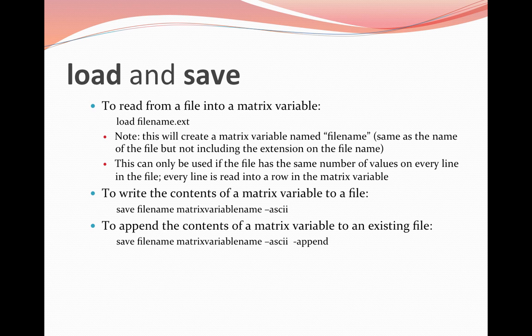Now, if what you have is a matrix variable and you want to write that to a file, again, you can either write to a file or you can append. So the way that works is with save, you say save and the name of the file that you want to create when you're writing to it, the name of the matrix variable that you have, and then you have to put dash ASCII to make it an ASCII file. If you're appending, same thing, save, the name of the file, the name of the matrix variable, dash ASCII, and then also dash append. So that assumes that the file already exists.